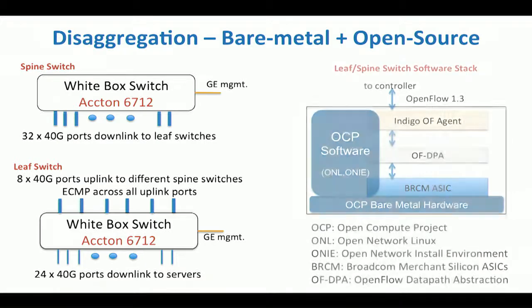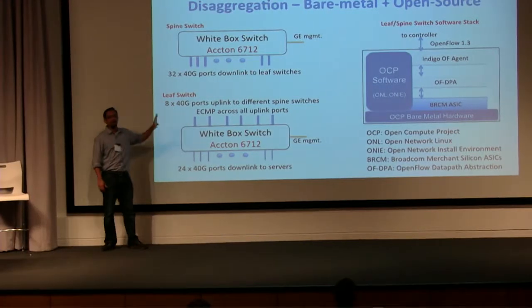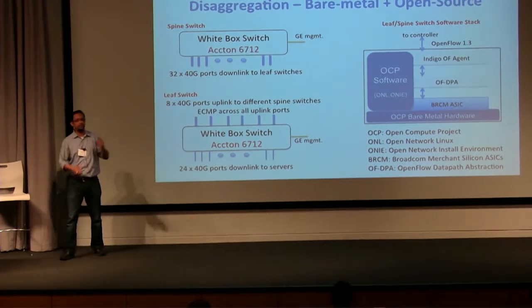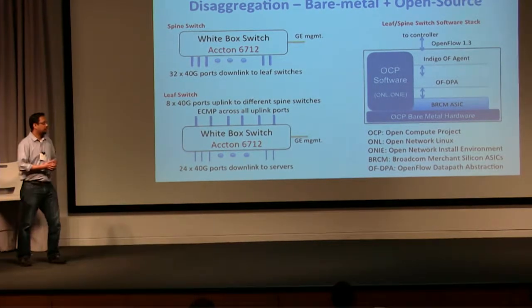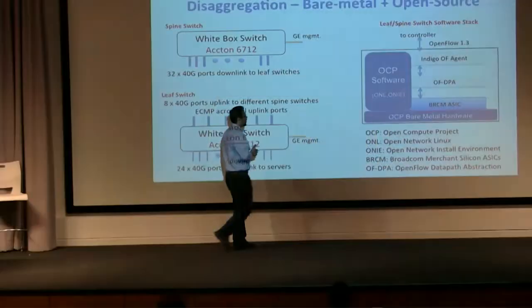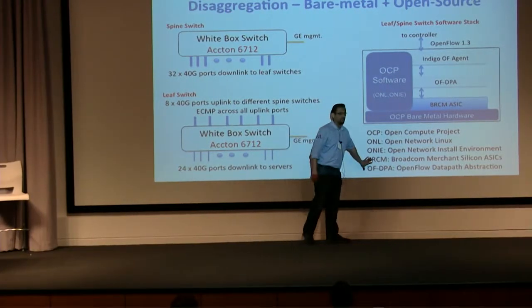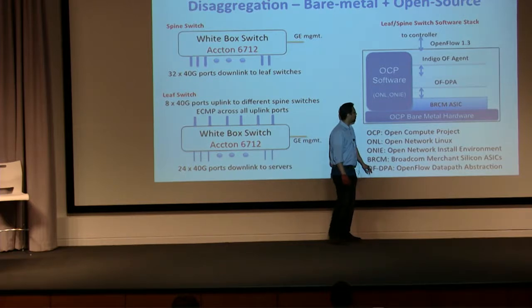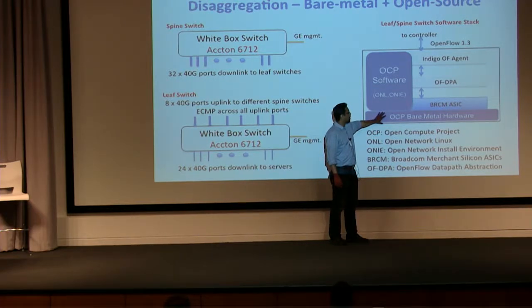What is special is the software that goes on this hardware is the same, irrespective of whether you're using it as a leaf, as a spine, or using a different model of the switch with different speeds and feeds. The point is the software is the same. And what we use here is a collection of open source projects and open API projects. So let me start off with the hardware itself.